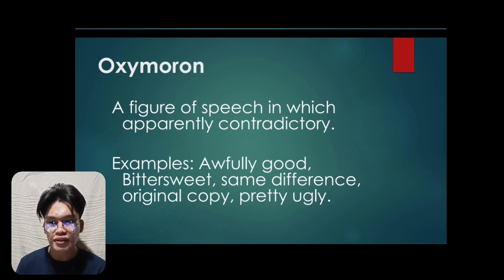Now oxymoron is a figure of speech in which apparently contradictory terms appear together. So we have an example: awfully good. The two words are contradicting each other, awfully and good. We also have bittersweet. So bitter and sweet. Same difference. Original copy. Pretty ugly. So that is oxymoron.